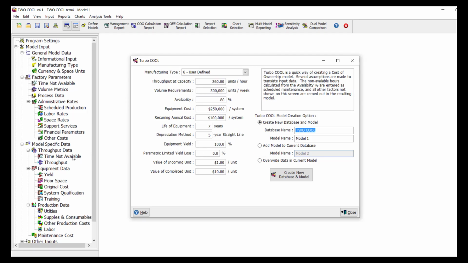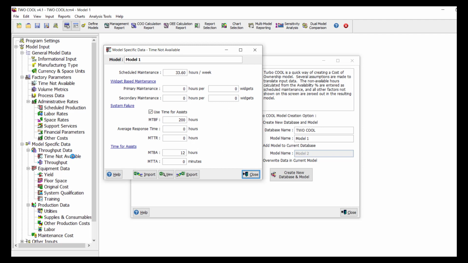Availability is more complex, since it could be impacted by scheduled and unscheduled maintenance, engineering time, standby time, and test time. To simplify inputs for TurboCool, the lost hours for availability are input into scheduled maintenance. These lost hours can be redistributed to other categories as data becomes available.